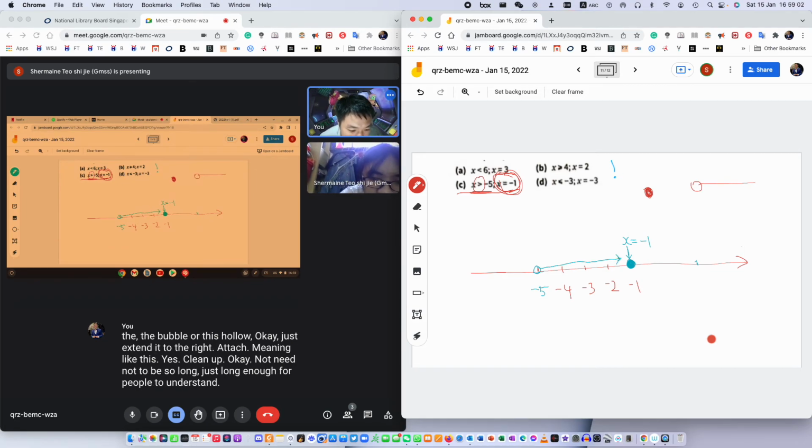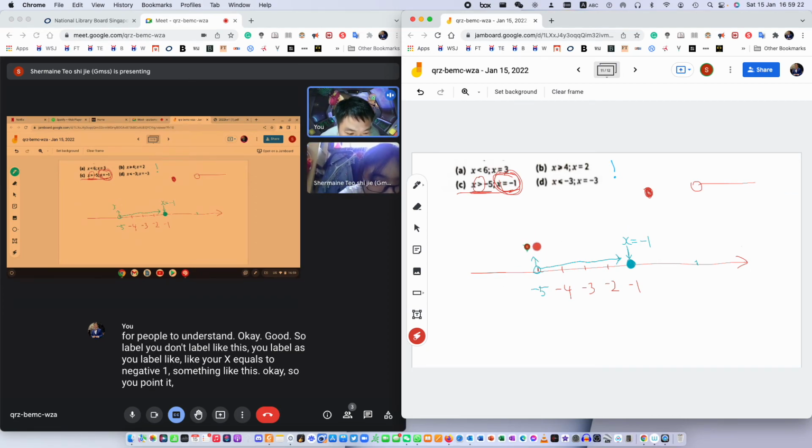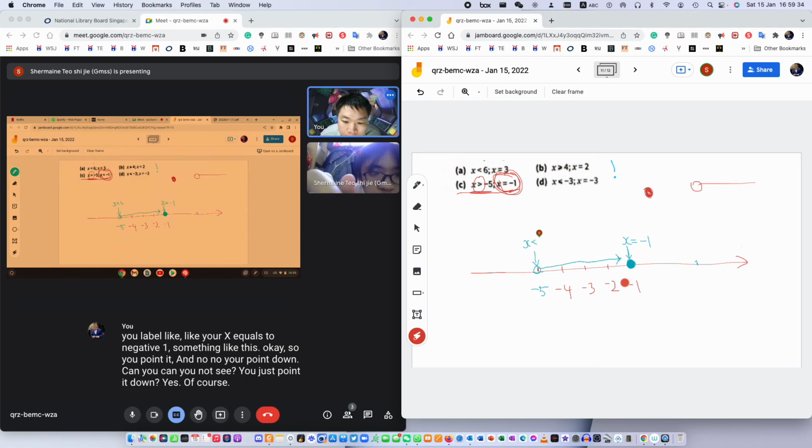Okay, good. So label. You don't label like this. You label like x equals to negative 1, something like this. Okay, so you point it. No, you point it down. Can you not see? You just point it down. Yes. Of course, your school teacher might teach you different things, but it should be the same. You changed that.